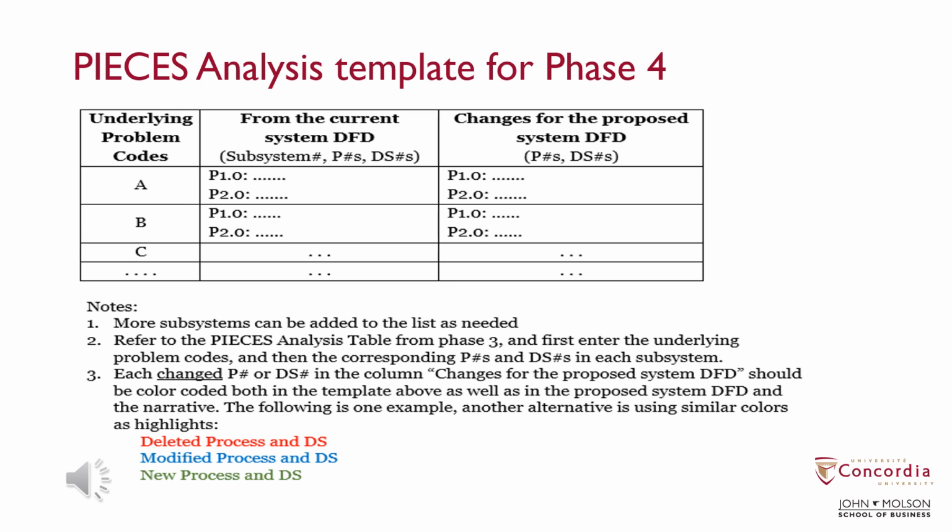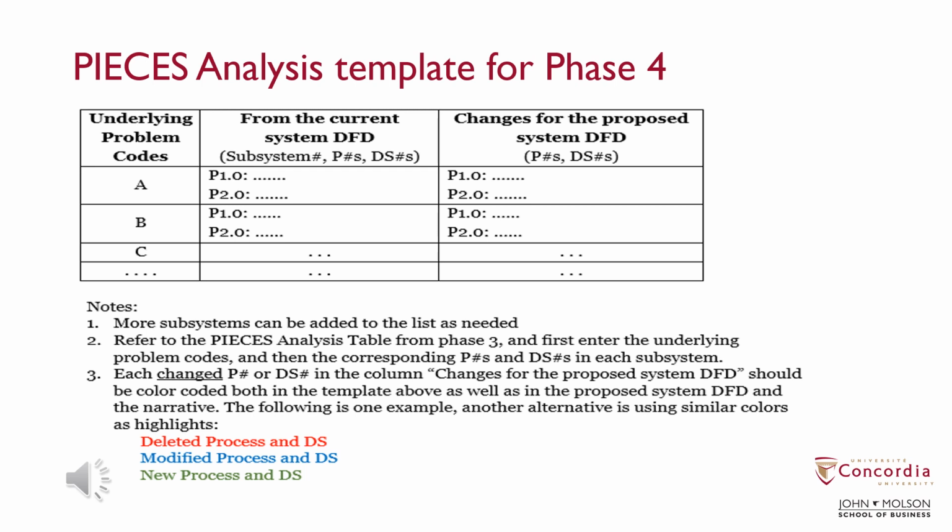The pieces analysis tables you completed in the previous phases were all organized by the problems you encountered initially. By now, you have identified all the underlying problems for the entire system, in other words, all the subsystems. You will now find solutions to each underlying problem in each of the subsystems. So it makes sense to organize the template by the underlying problems, hence the first column.